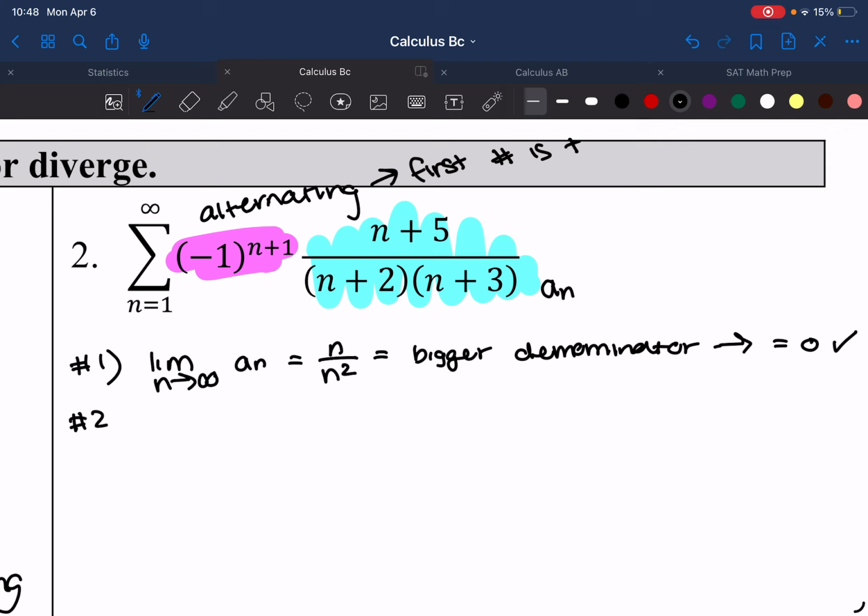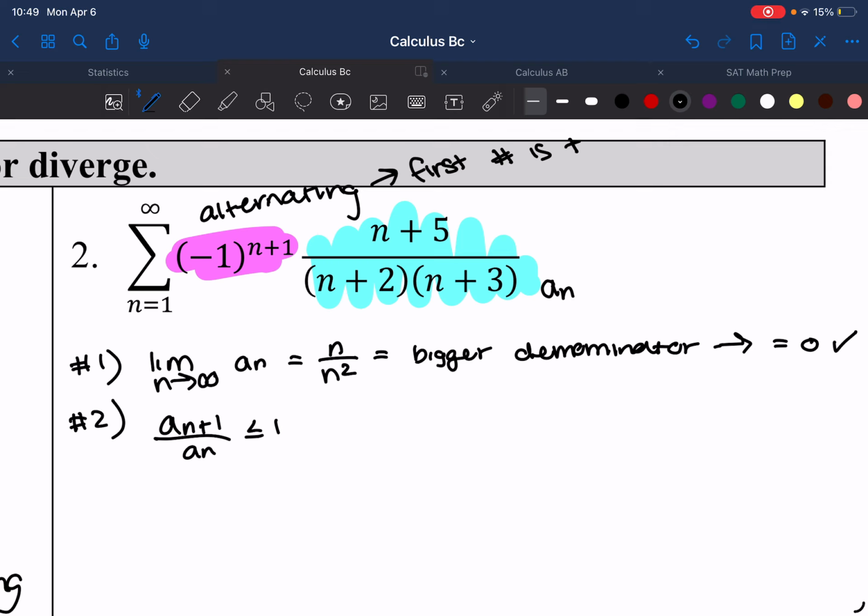Okay, the second condition, notice this is not as simple as us just plugging in a number. I suppose you could plug in a number. You could plug in 1, then 2, then 3, etc. Or we could use the other way to check if a sub n is decreasing by using that ratio of a sub n plus 1 over a sub n is less than or equal to 1. So that's what we're going to do. Okay, so we're trying to see if this is less than or equal to 1.